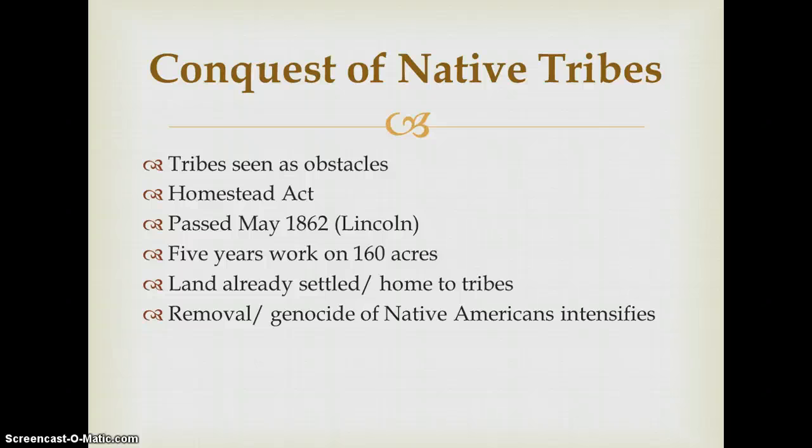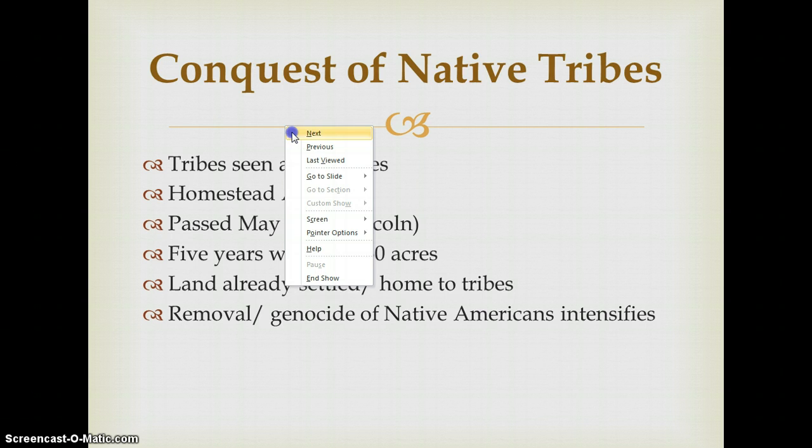The Homestead Act of 1862, which President Lincoln passed, gave the settlers the right to 160-acre plots of land if they lived and worked on it for 5 years. Because this land was already home to native tribes, removal and genocide became acceptable practices.